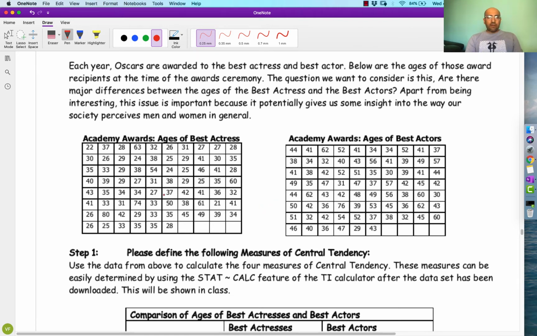So we're going to dive in here and get some characteristics of these populations. They are populations, right? Because this is all of them. If we want to make a list of all the Academy Award winners, these are it. This is not a random sampling of everyone that has won. Each year, only one male wins, only one female wins. So we're going to treat this as a population. This is going to be population number 1, and we're going to call this population number 2.